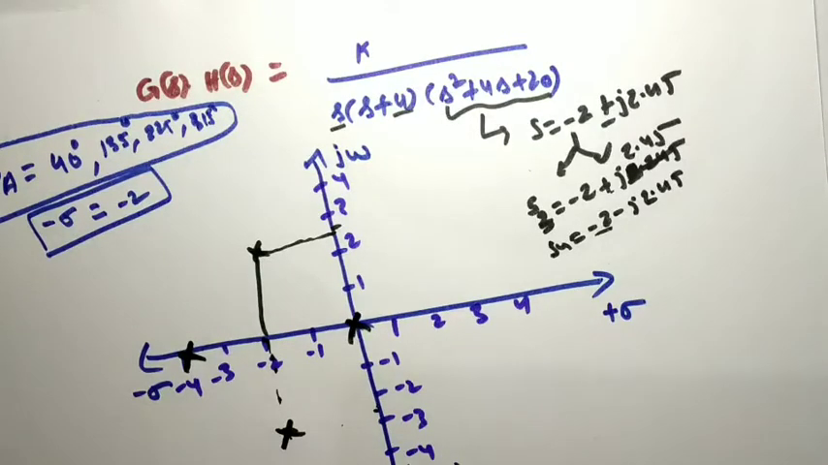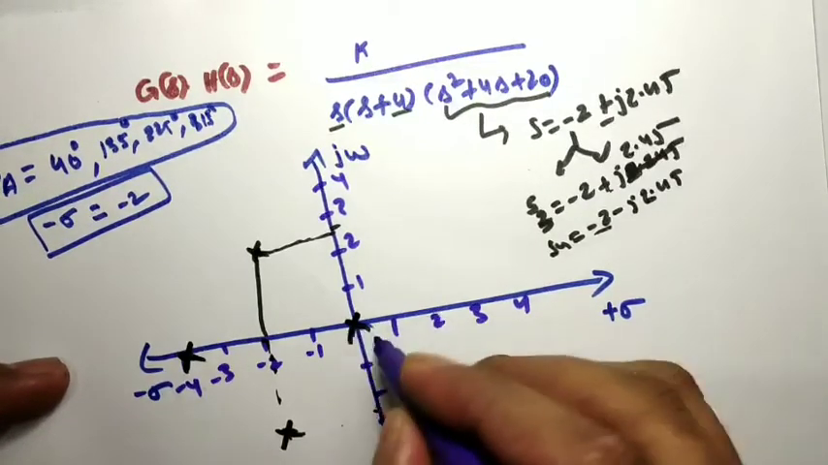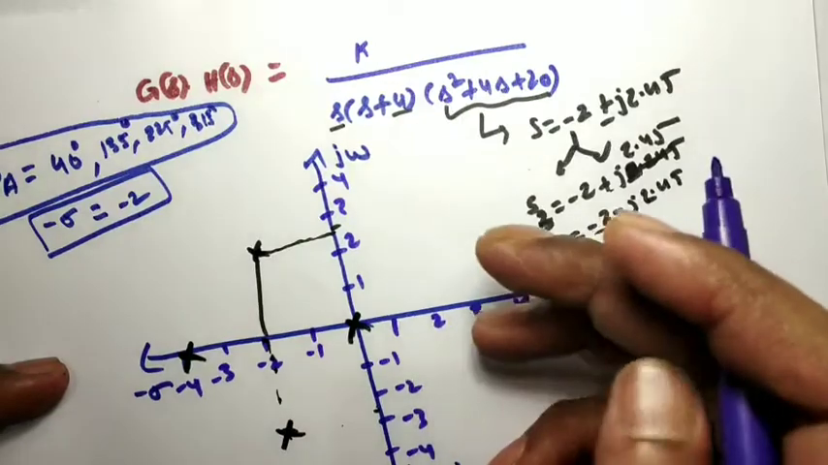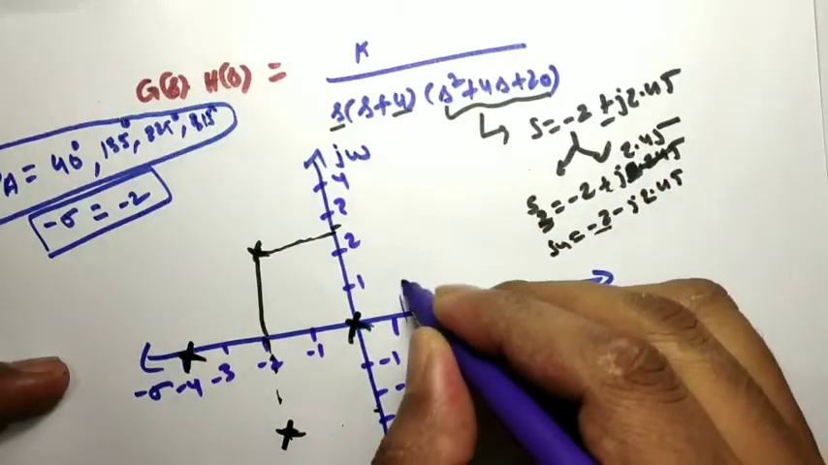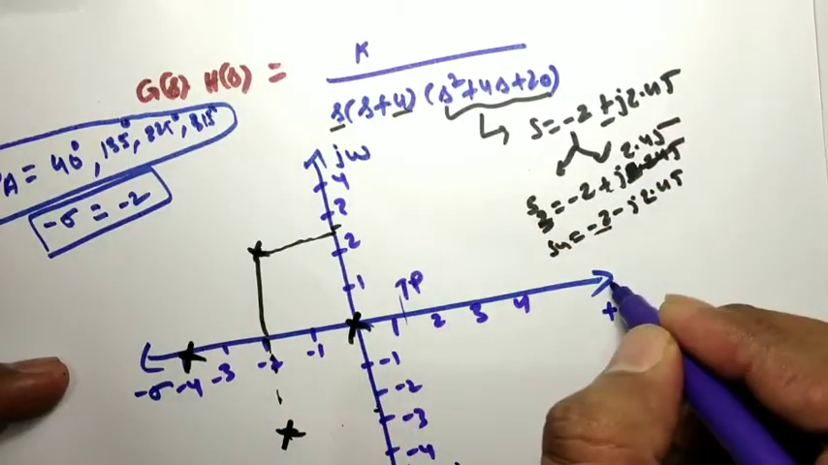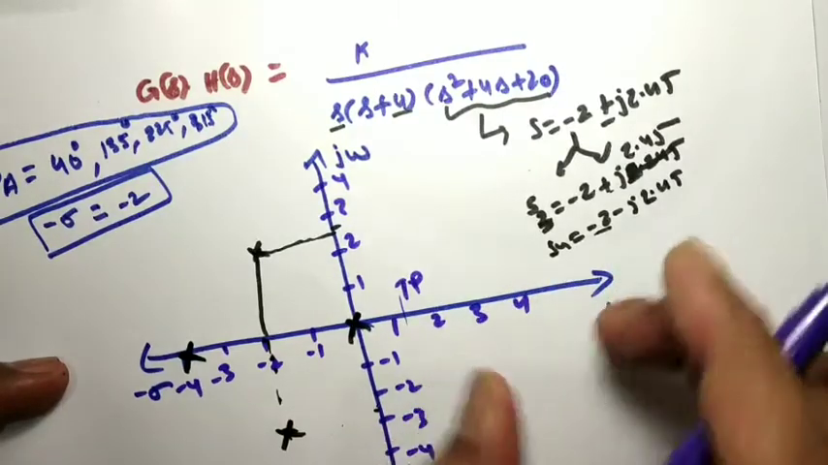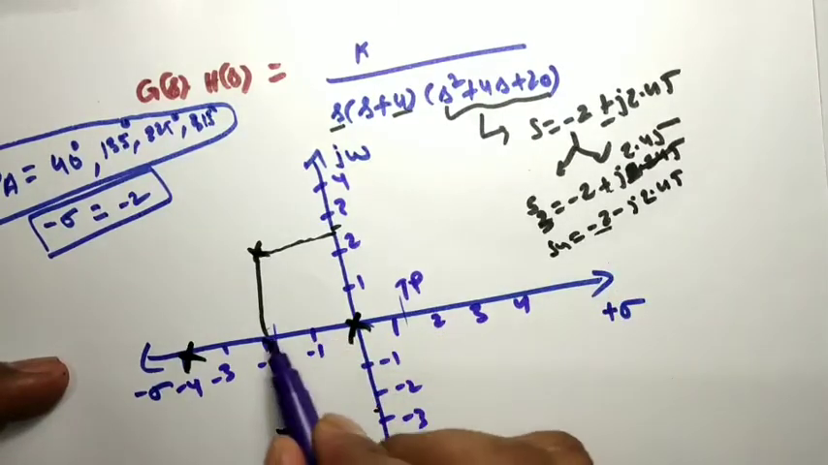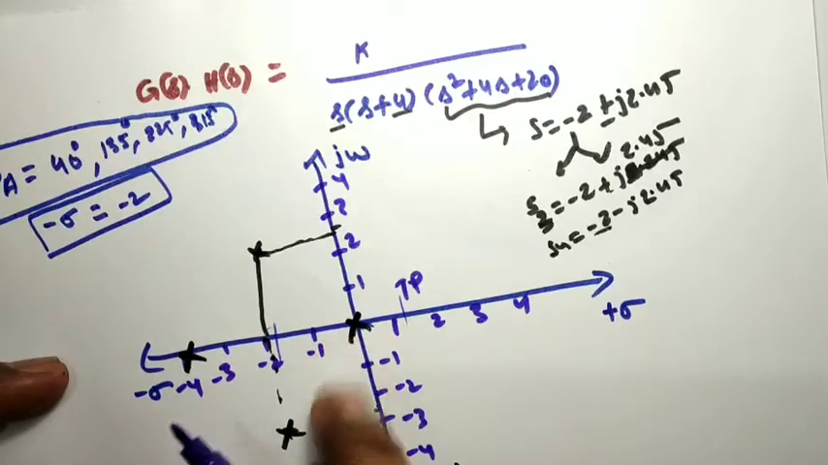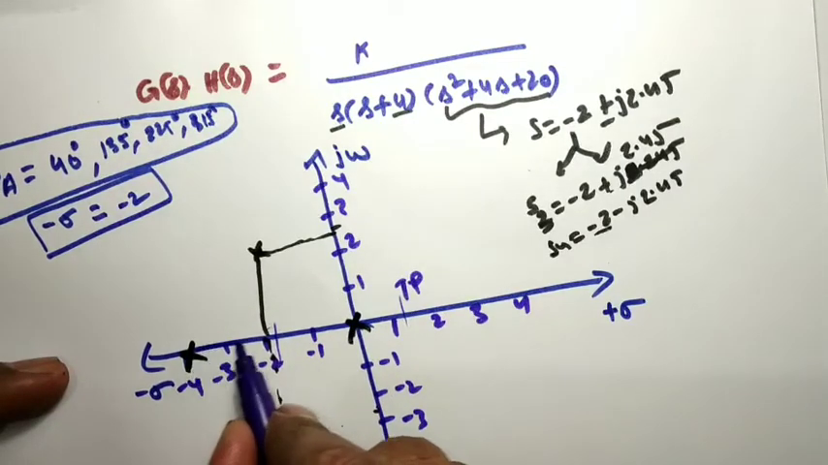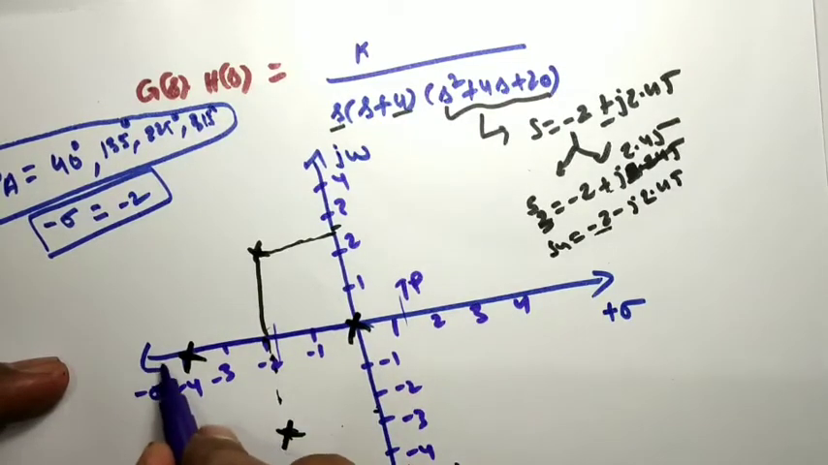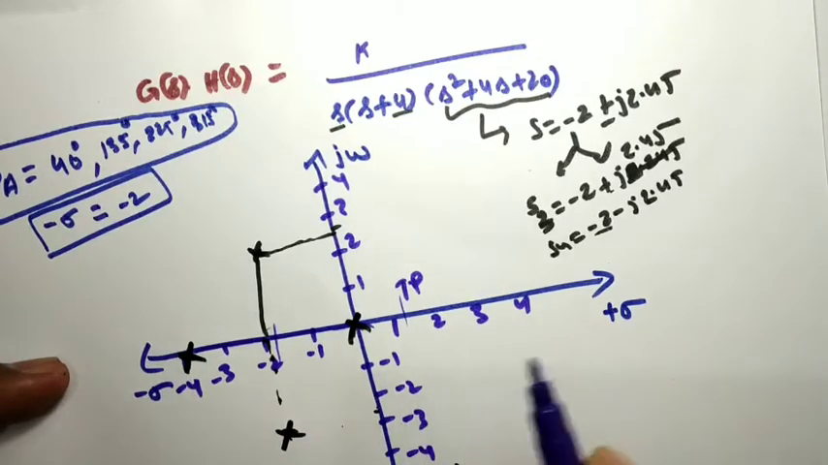Then as the k value increases, what happens? Before that you should know the test point. How are you going to find the test point? If you take a test point here, this will not be part of the root locus. You take a test point here, where the number of poles and zeros is 1. If you take a test point where the count is an even number, it is not a part of the root locus.